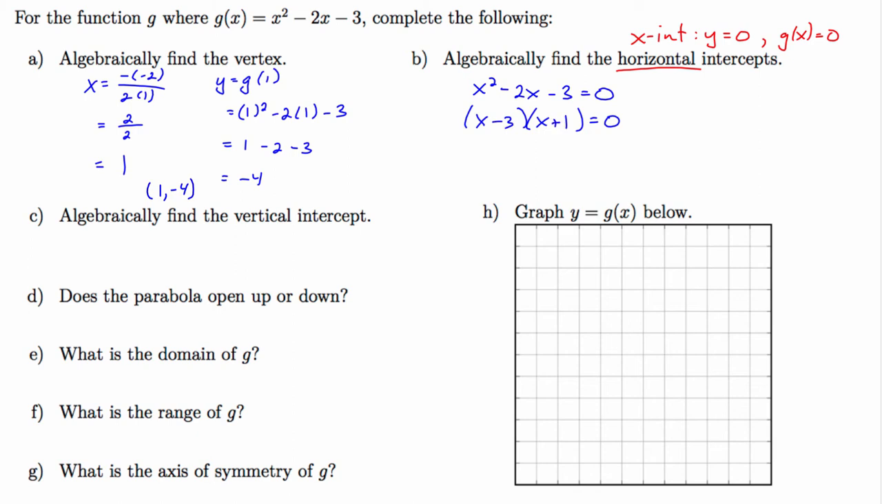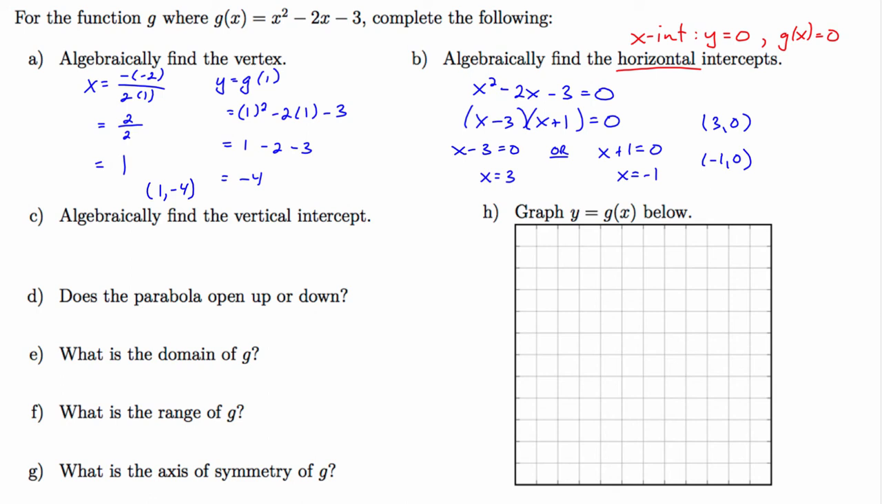And now that it's factored, we can separate this using the zero factor theorem. One of these two factors has to be equal to 0 for the product to equal 0. So either x minus 3 equals 0, or x plus 1 equals 0. If x minus 3 equals 0, then I can add 3 to both sides of the equation to find that x equals 3. If x plus 1 equals 0, then I can subtract 1 from both sides of the equation to find that x equals negative 1. So the horizontal intercepts are the points 3, 0 and negative 1, 0.